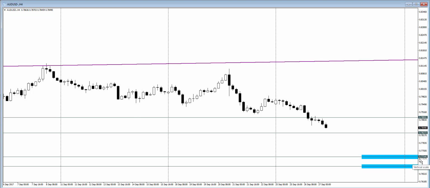In more detail, the areas will be 0.77245 and 0.76832. So I'll be waiting a bit for the Aussie to drop, and these are the areas that I'll be looking at to see if the short-term buys hold water.